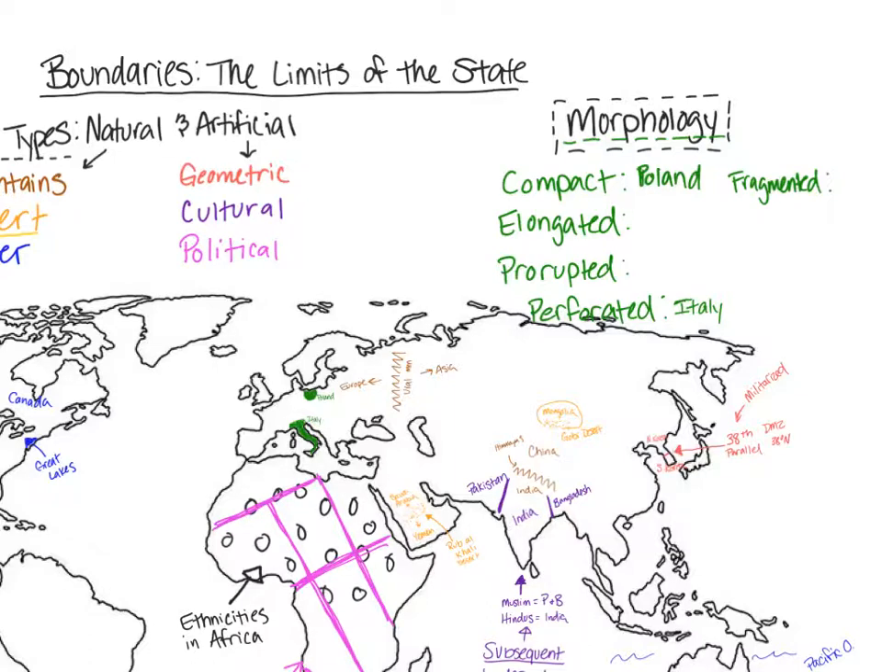Let's go to prorupted. Prorupted means it just has an arm or an awkward piece of land that's jutting out somewhere. So anything with a peninsula in its country would be a proruption. The example that we're going to use is Thailand.